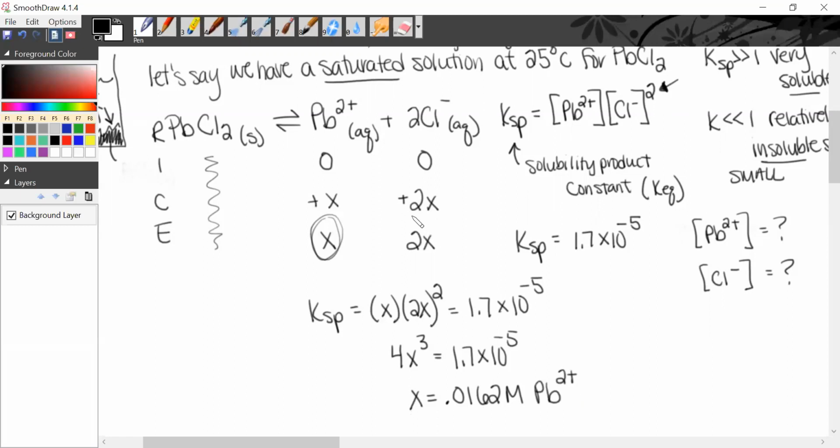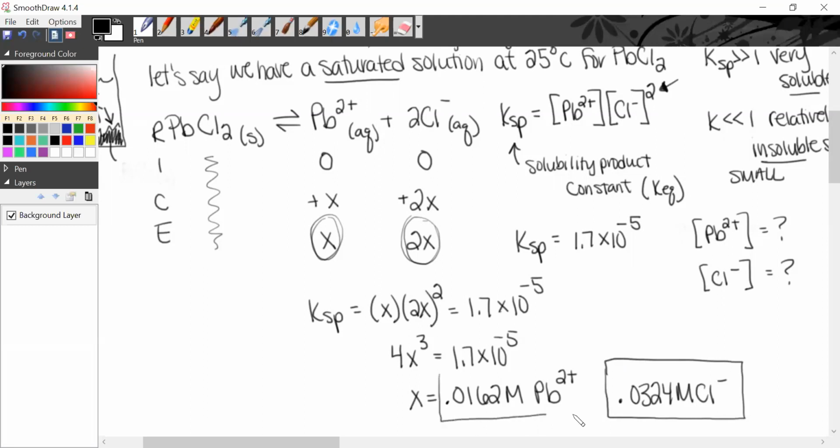And then to figure out how much chloride I'm going to have at equilibrium, I need to take that number and multiply it by 2, because you get twice as much chloride as lead. So my concentration of chloride is going to be 0.0324 molar Cl minus. And those are the concentrations that you're going to have at equilibrium.